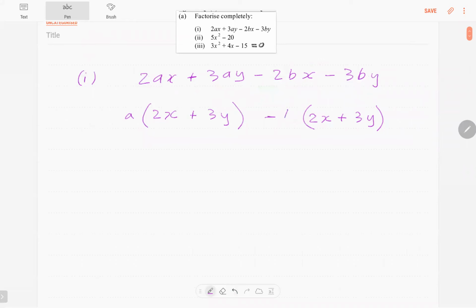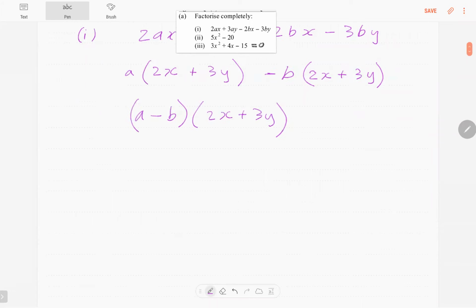Factor out the minus b and check it. Minus b times this gives that, you know? And then check the other one in particular. Minus b times this gives me minus 3by. So you know that is correct, because if you multiply those, that's what you're going to get. Then the 2x plus 3y becomes the common factor, and a minus b is the factor in the first bracket. So it is a minus b times 2x plus 3y. And that is the answer for that one. Done, nice and easy.